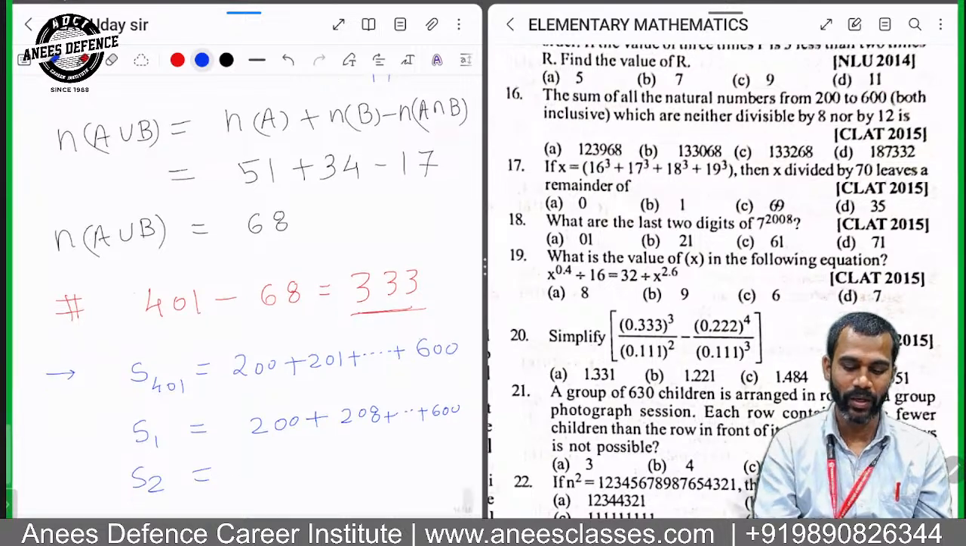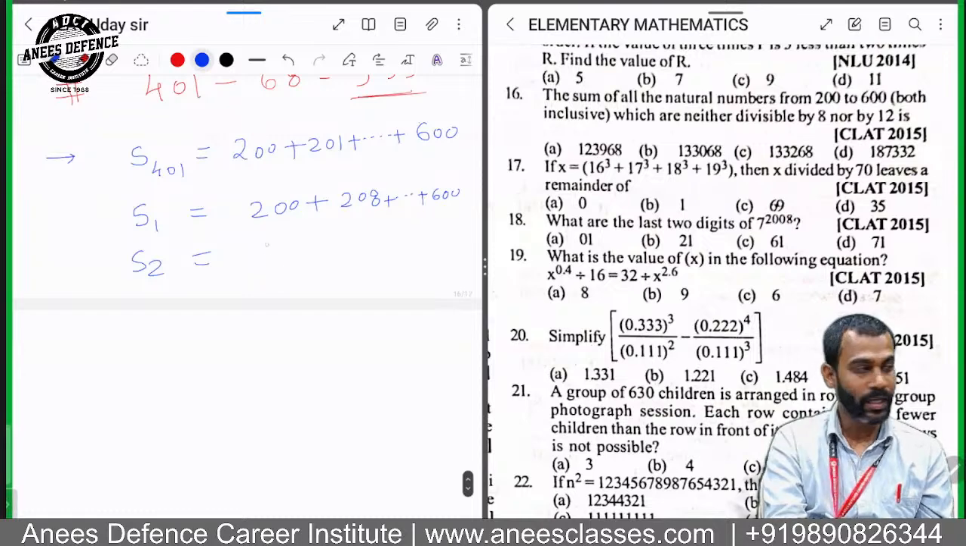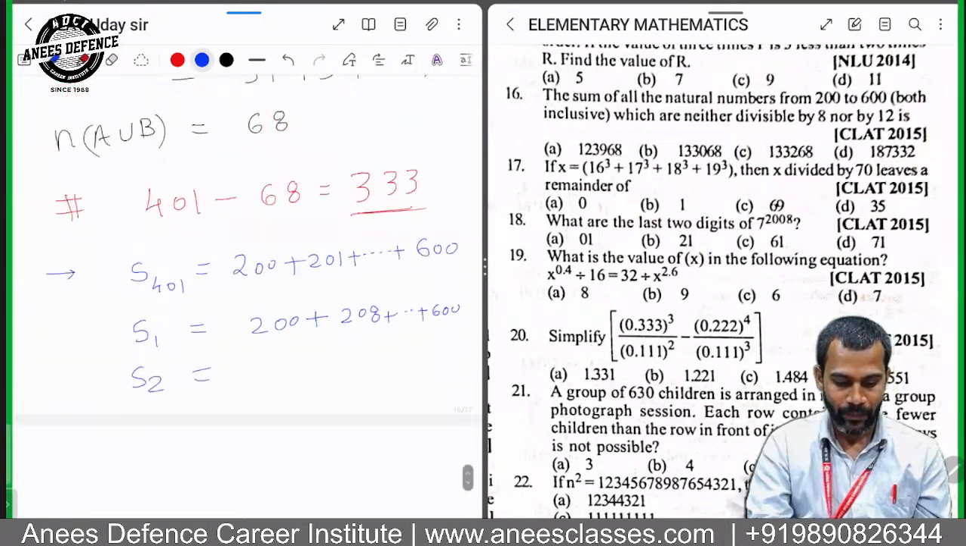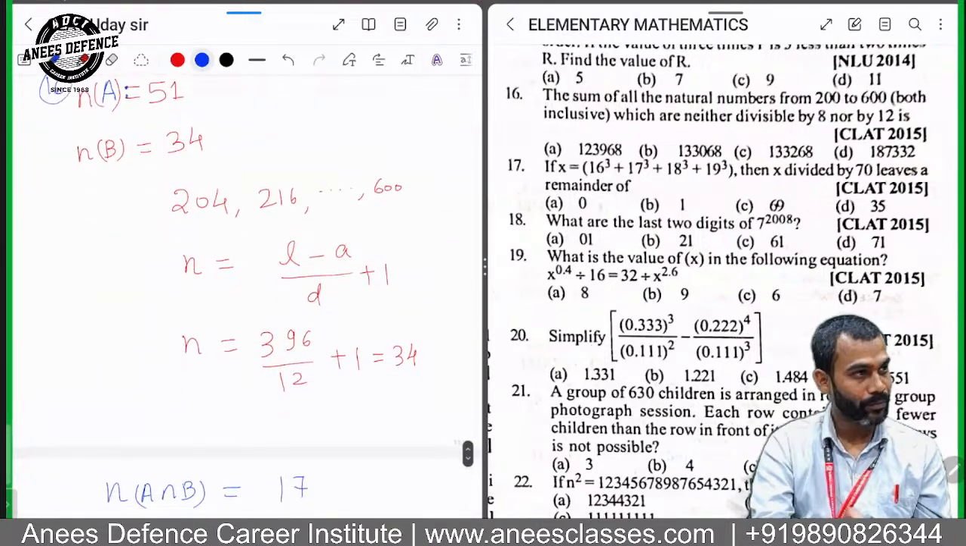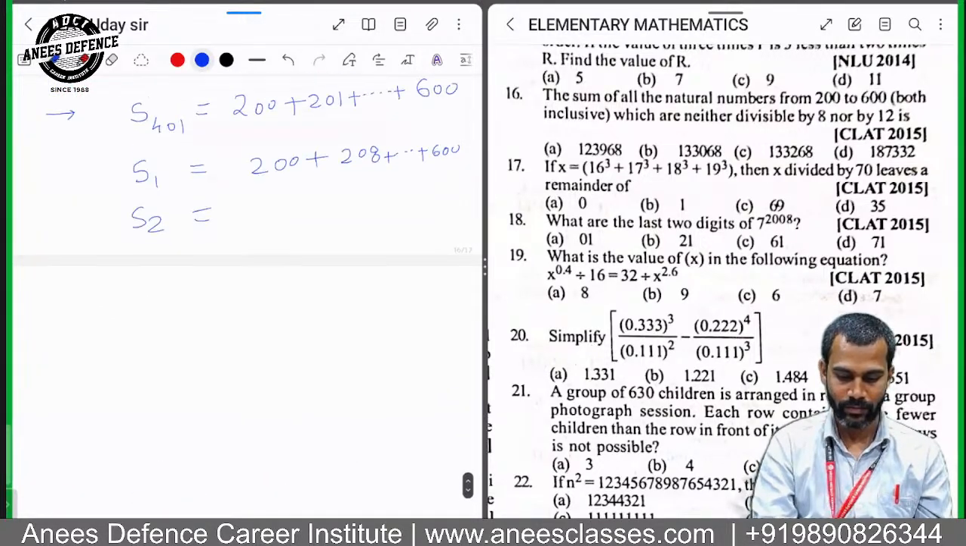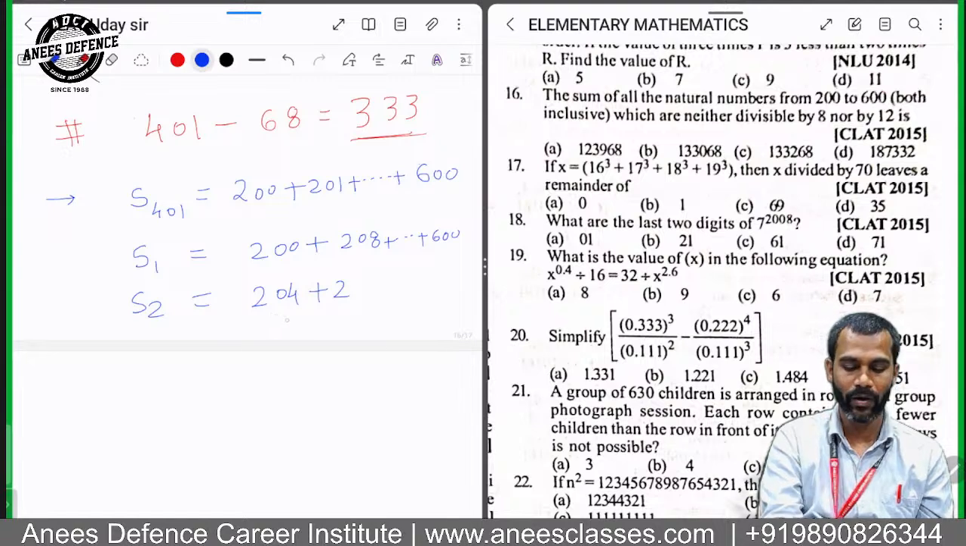See, S2 is the sum of the numbers which are divisible by 12. What was the first number? 204. And then plus we need to add 12, 216, and so on till 600. 600 is divisible by 12.